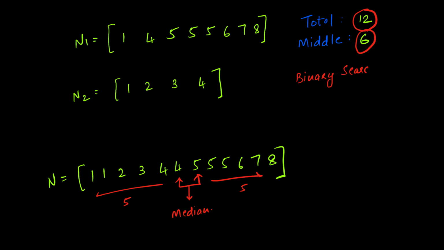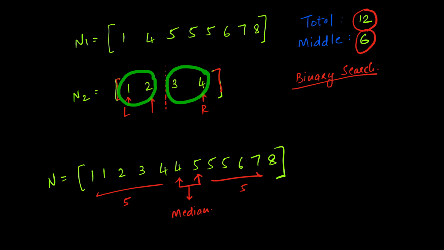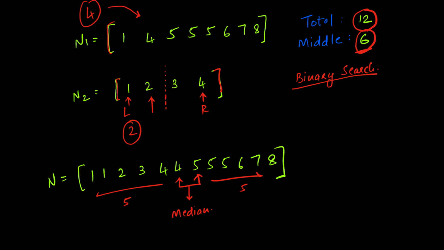Similar to the previous approach, we'll use binary search algorithm to solve this problem. We'll apply it on the smaller array, which is n2. Starting with the left pointer pointing at index 0 and the right pointer pointing at index 3, the midpoint is going to be index 1, which is number 2. So we'll draw a partition right between 2 and 3. So we have so far 2 elements on the left hand side. As the middle is 6 and we already have 2, we need 4 elements from n1. So we'll draw a partition right between the two 5s.